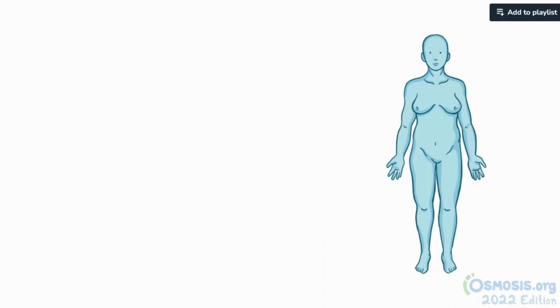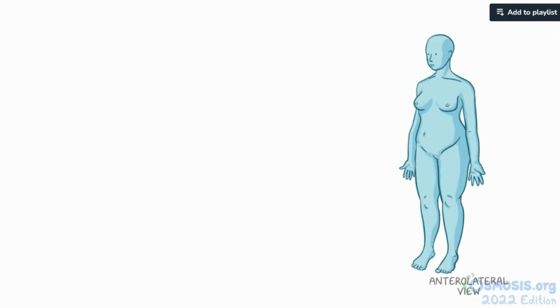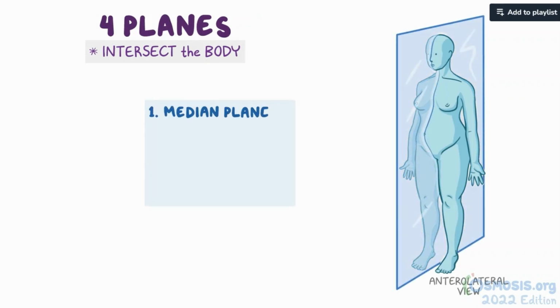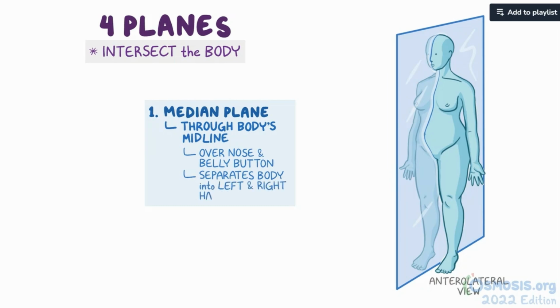Now, if we're looking at someone in anatomical position, there are 4 imaginary planes that intersect the body to help us with anatomical descriptions. First, we have the median plane, which is an imaginary vertical plane going through the body's midline, over structures such as the nose and belly button, separating the body into right and left halves.